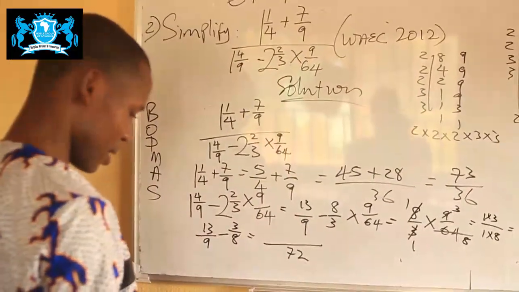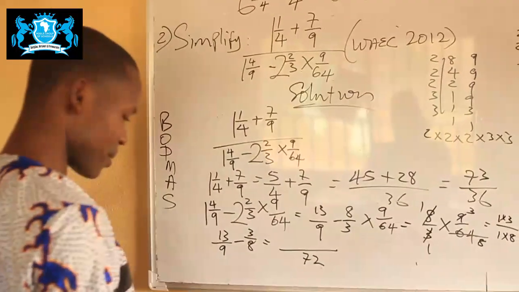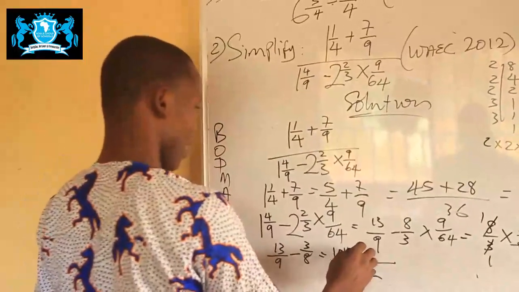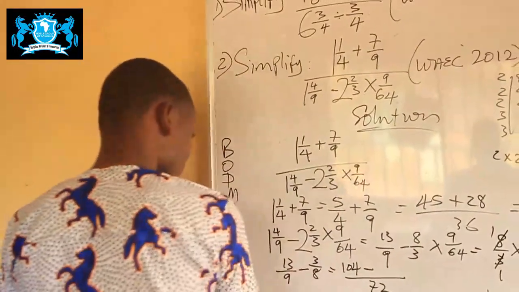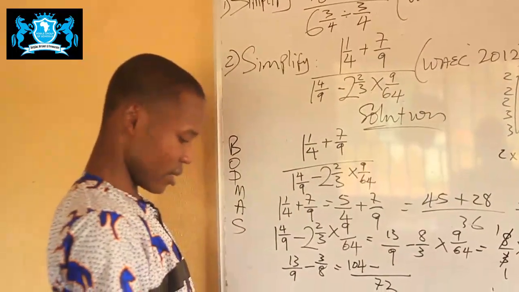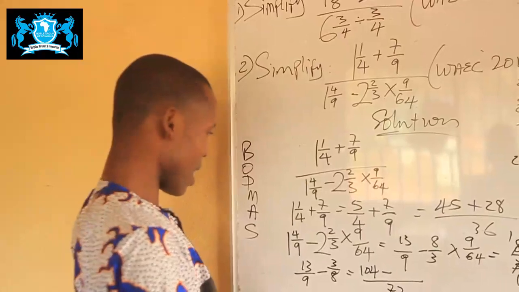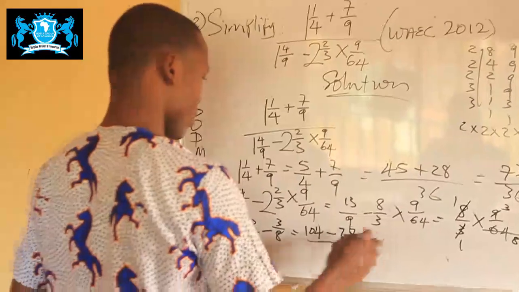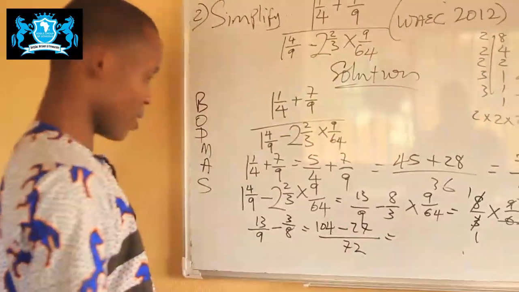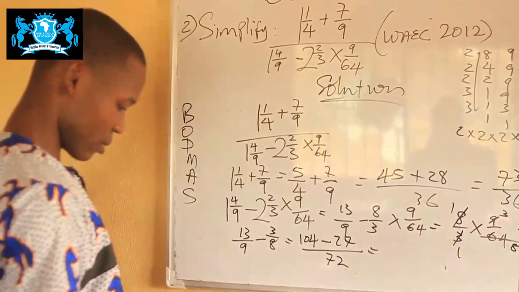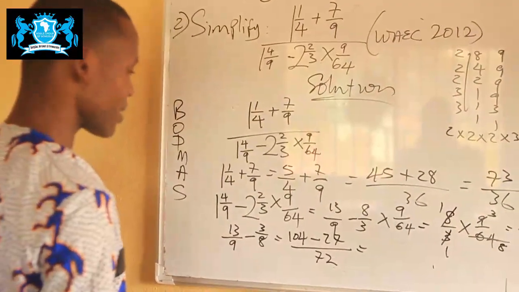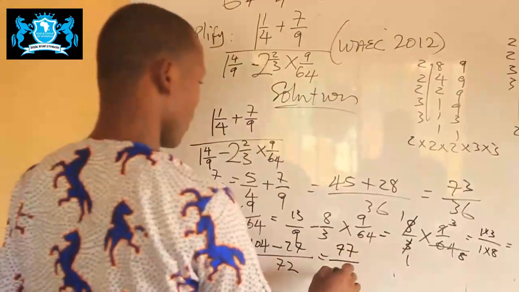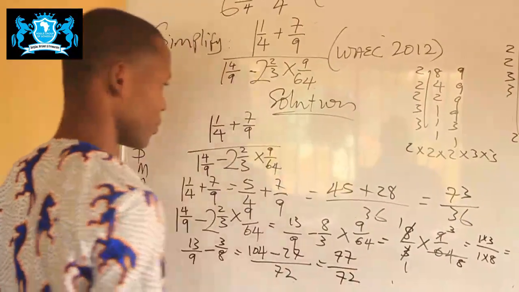72 divided by 9 will give us 8. 8 times 13 will give us 104 minus 72 divided by 8. 72 divided by 8 will give us 9. 9 times 3 will give us 27. So we will now have 104 minus 27, which will give us 77. We have 77 all over 72.